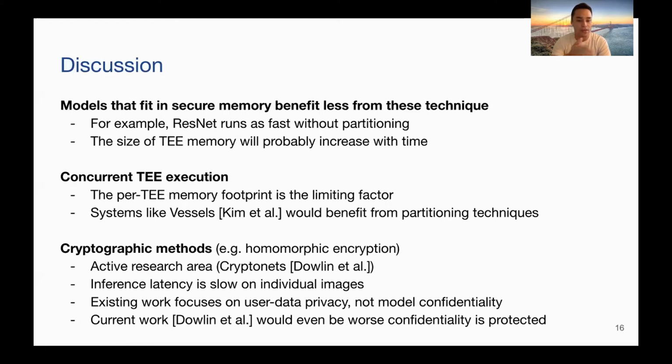Also, cryptographic methods exist using homomorphic encryption. This is a very active area of research. Although the latency is pretty slow on individual images, you can make up for it by using large batches of data. But existing work focused mainly on user data privacy, not model confidentiality. And if you want to include confidentiality in it, then the performance would drop significantly.